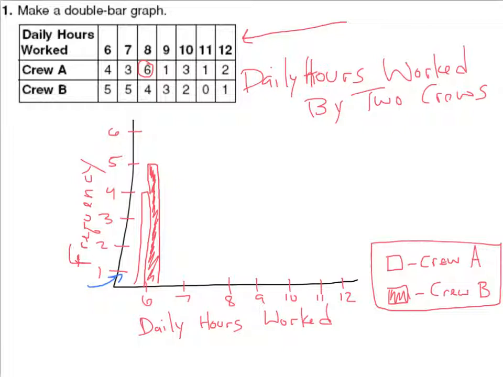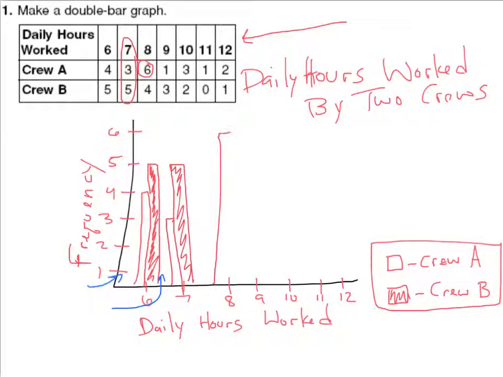So now that we have our labels, our title, our numbers, and our key, all we do is plug in the bars. Once I'm done with 6, I go right to 7. In the column 7, crew A went to 3, crew B went to 5. And shade them in right here. Now as we do this, again, notice there is still space in between each of my individual bars. At 8, I go all the way up to 6 for crew A. Crew B is down at 4.